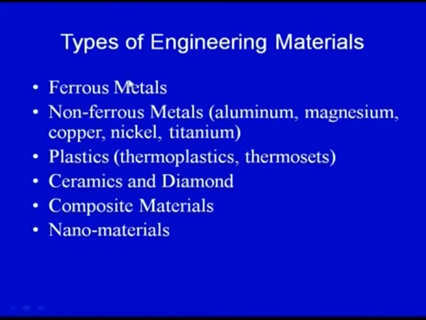We can have ferrous metals, we can have non-ferrous metals such as aluminum, magnesium, copper, nickel, titanium. We can have plastics, thermoplastics and thermosets. We can have ceramics and diamond. We can have composite materials. We can have nano materials. So these are the different types of engineering materials which are being used today.